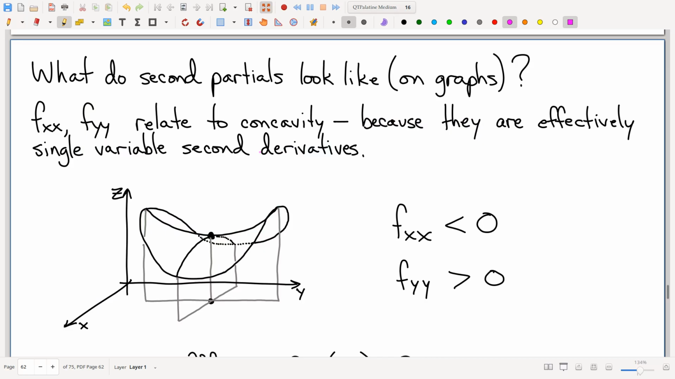I'm going to call this good news. If you were going to guess, without having done any analysis, how to interpret those second partials, this might very well be your guess. So I like it when guesses turn out to be true. That's intuitively satisfying, I think.